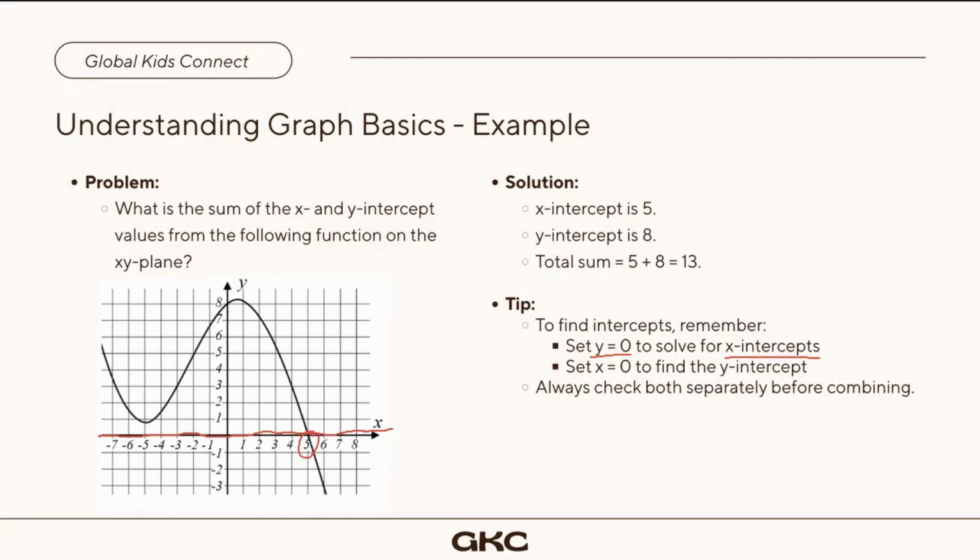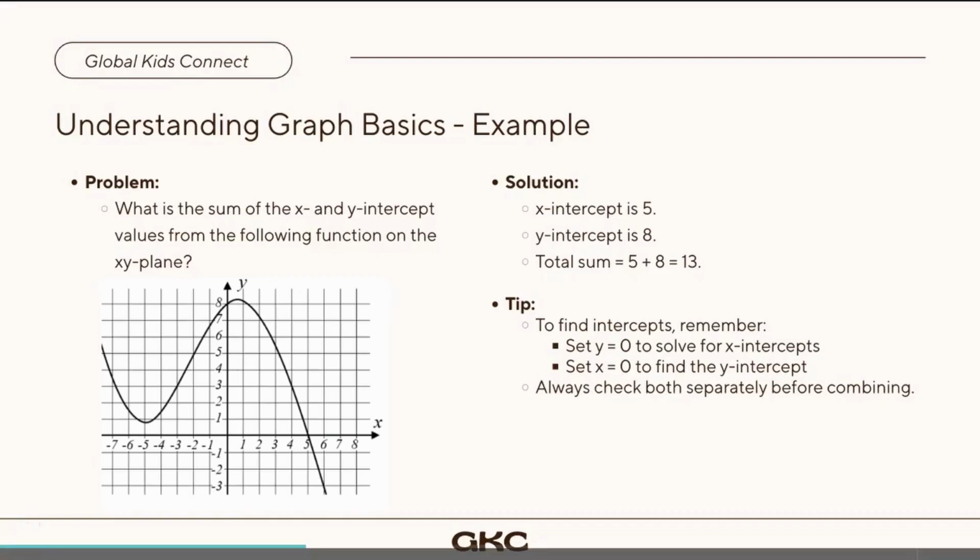The opposite is true for finding the y-intercept. You have to set the x value equal to 0. When you set the x value equal to 0, it represents this line here, this vertical line. The graph passes this line when the y value is at 8, which represents the y-intercept. Then always check both separately before combining. Pretty simple. Now that we have our basic understanding, we can move on to a couple more details.